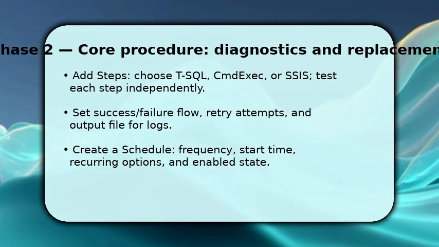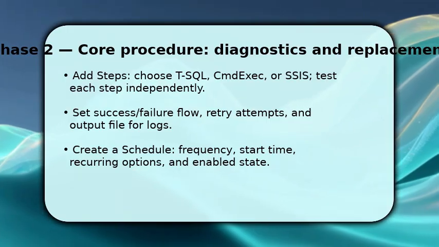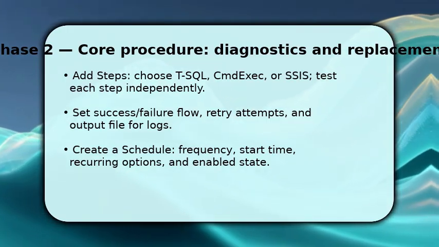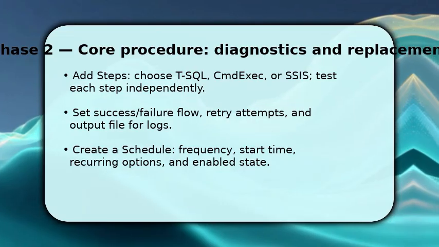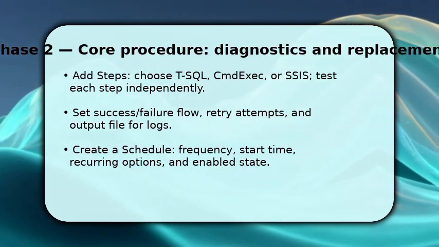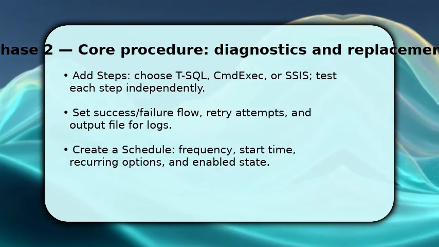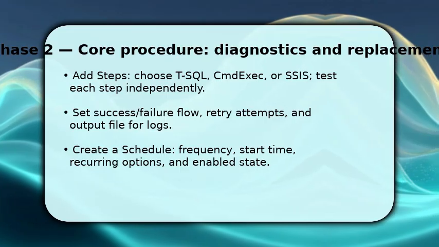You now add job steps. Click Steps, New. Choose the type: T-SQL for scripts, CmdExec for command line, or SSIS for packages, and paste or point to the code. Test each step manually to confirm behavior. Configure on success and on failure actions, set retry count and interval, and specify an output file for troubleshooting logs.